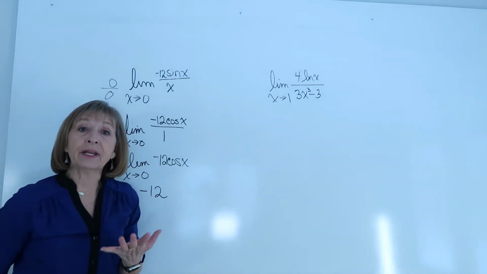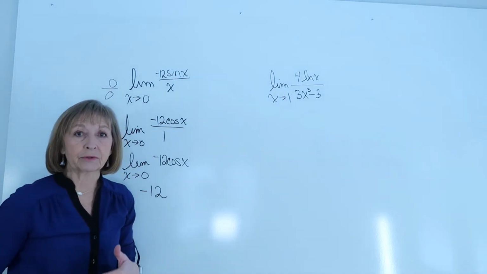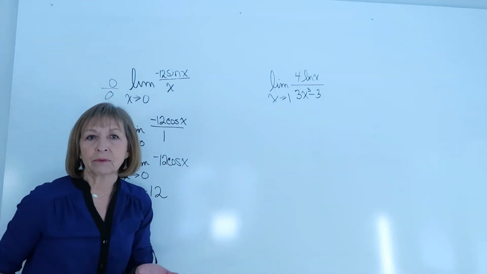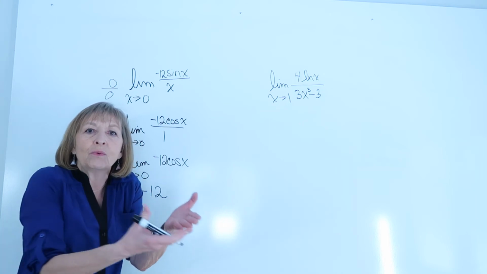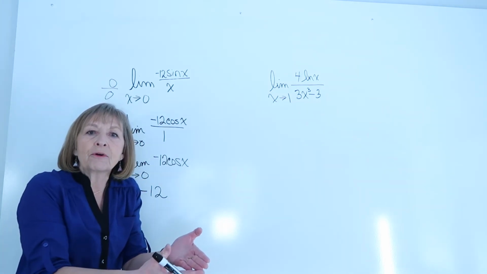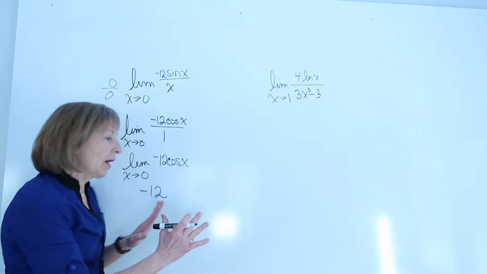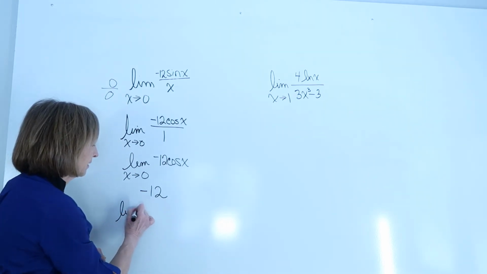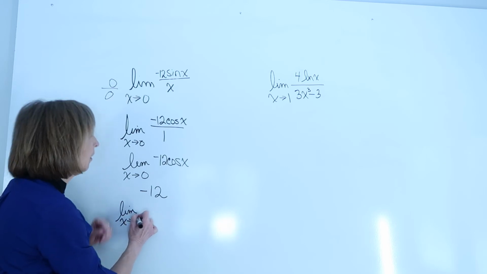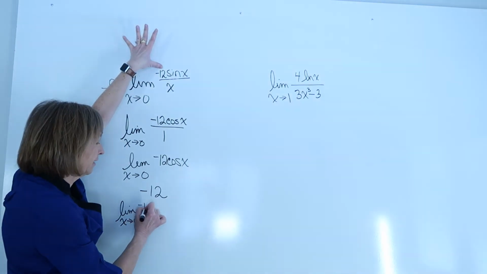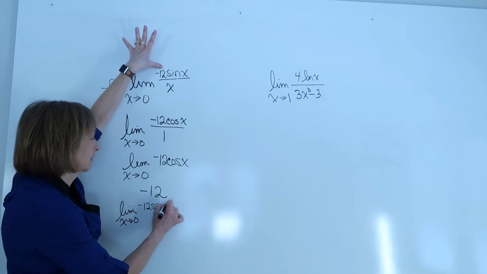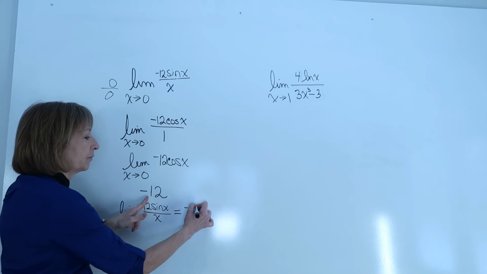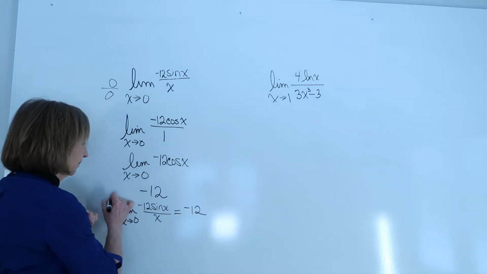Now, when you're writing your answer, be very careful to use correct notation. I can't write just the limit as x approaches 0 equals negative 12, because you need to know what function you're looking at for that limiting process. So if you want to write a final result here, you want to write the limit as x approaches 0 of that negative 12 sine x over x is equal to negative 12. Okay?